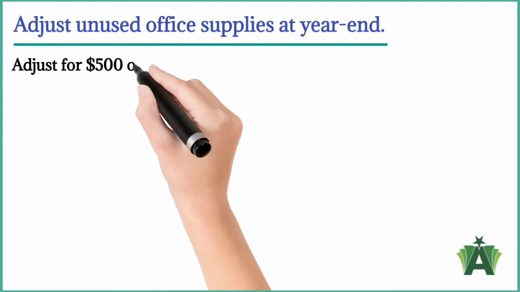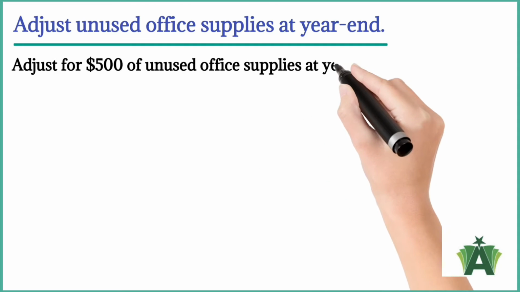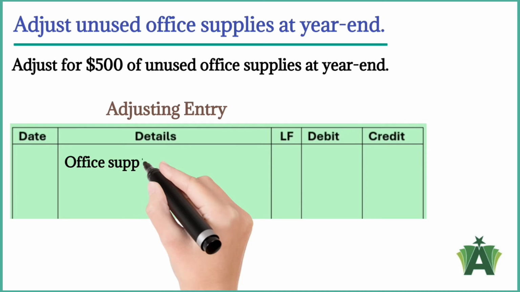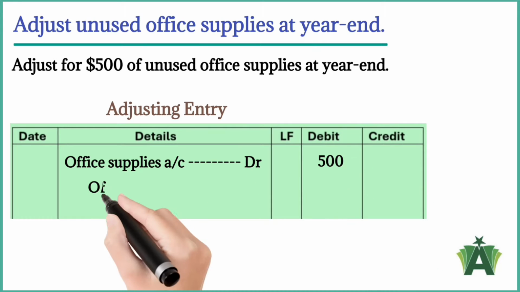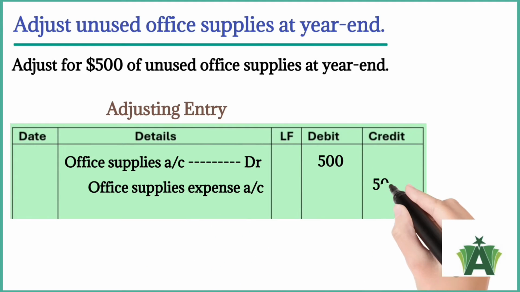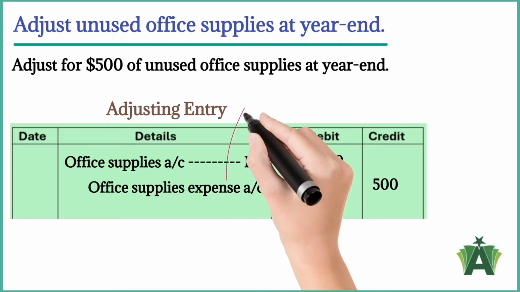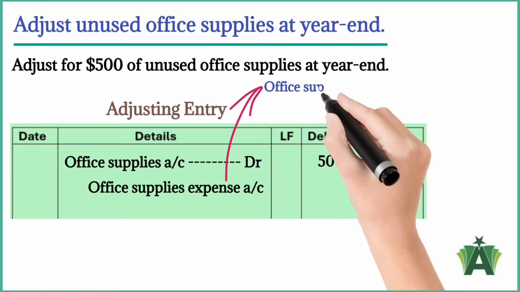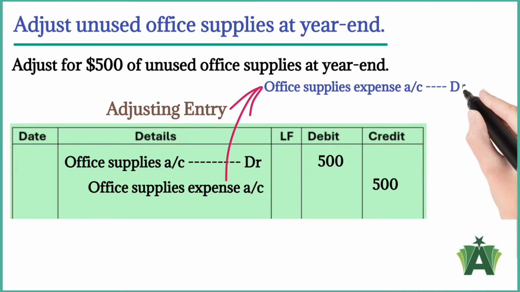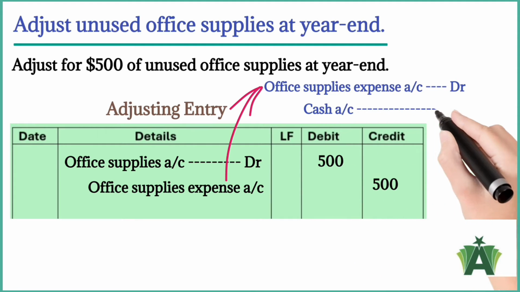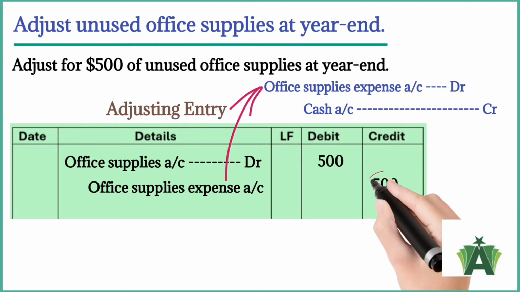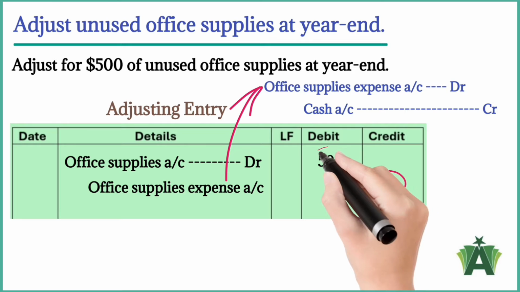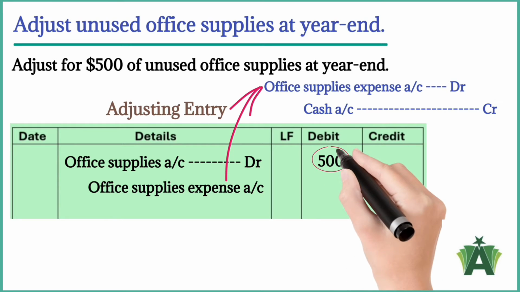Adjust for $500 of unused office supplies at year-end. Adjusting journal entry will be: debit office supplies $500. Credit office supplies expense $500. At the beginning of the year, you likely recorded the full purchase of office supplies as an expense, for example, debit office supplies expense account, credit cash account. At year-end, since $500 worth of supplies remain unused, you need to reduce the expense, and recognize the remaining supplies as an asset.